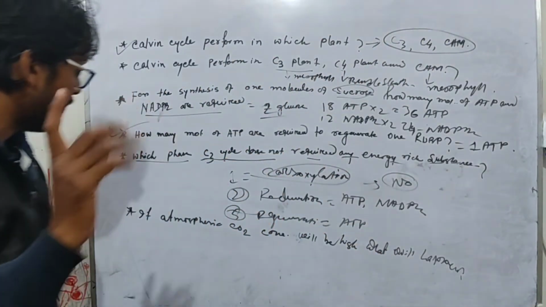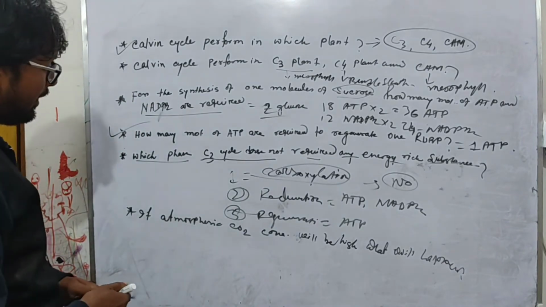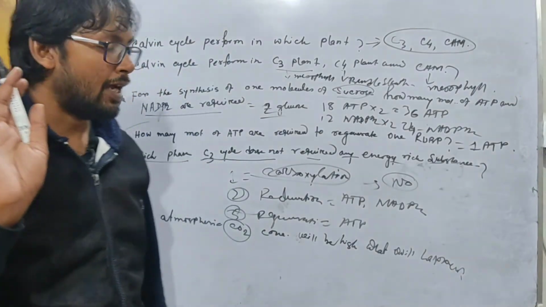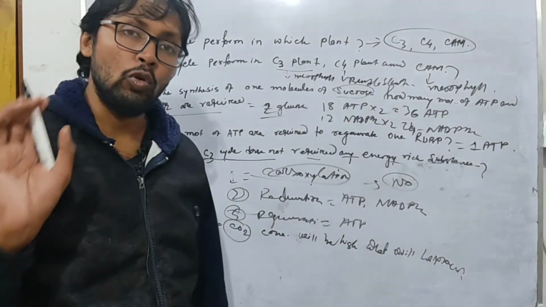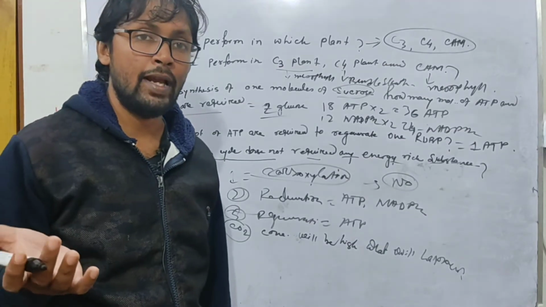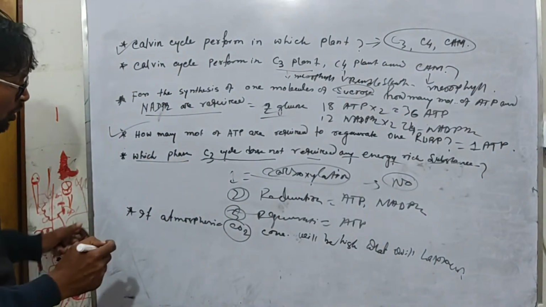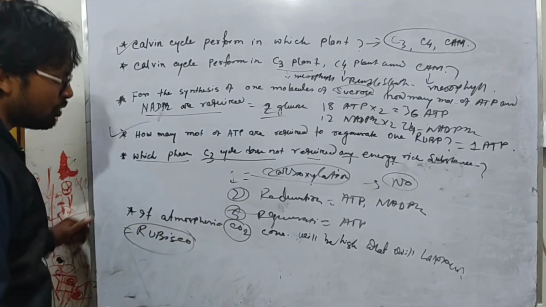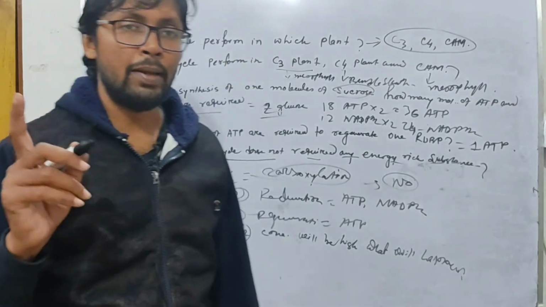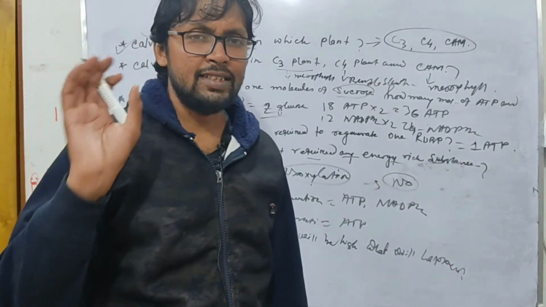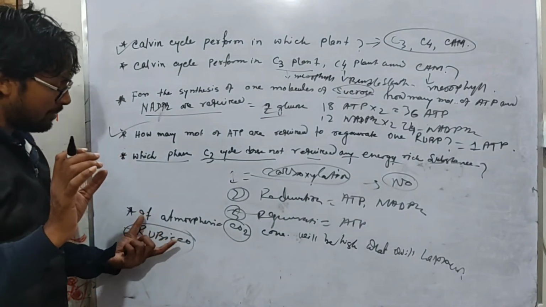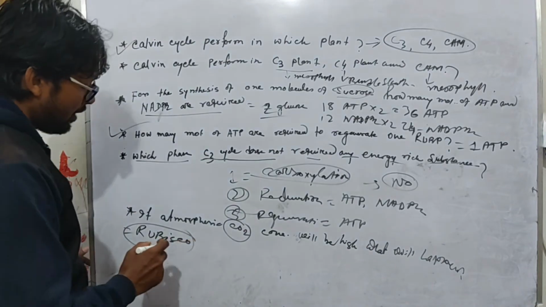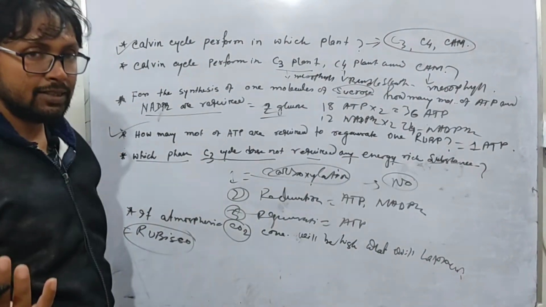Another peculiar type of question can be asked: if atmospheric carbon dioxide concentration is high, what will happen? If atmospheric carbon dioxide concentration is low and oxygen concentration is high, what will happen? We know that our enzyme is RuBisCO, whose full form is ribulose 1,5-bisphosphate carboxylase oxygenase. This is a specific enzyme with two competitive parts.